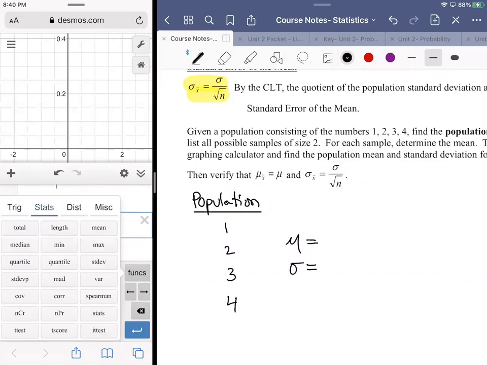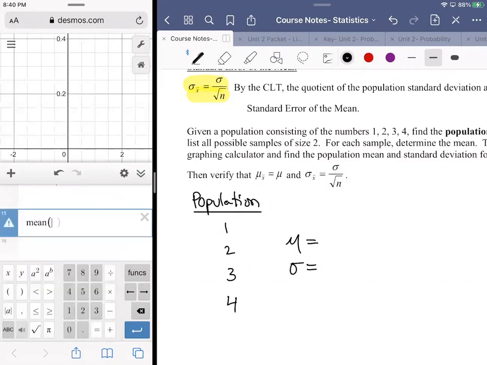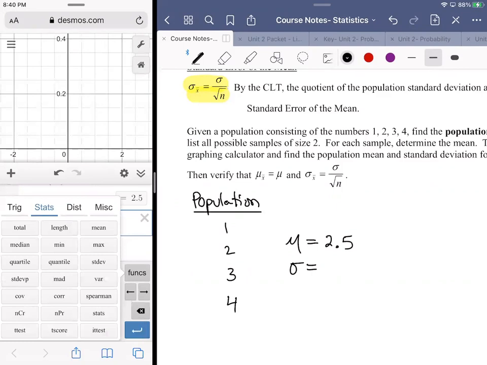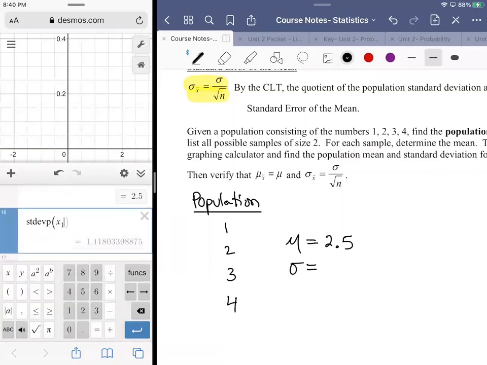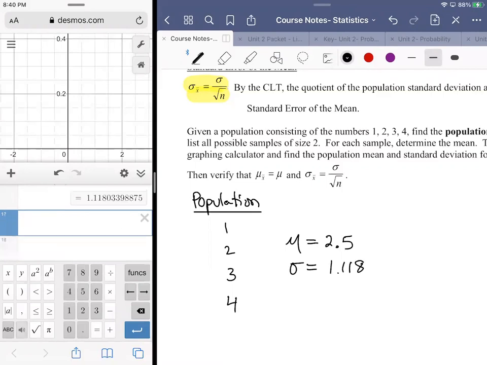So functions, stats, the mean, whether it's population or a sample, is always computed the same way. X1, 2.5. The standard deviation. Functions. This time I want population standard deviation. So stdevp. All right, so X1, it gives me this funky number, which approximates out to 1.118. So that's population mean, population standard deviation.